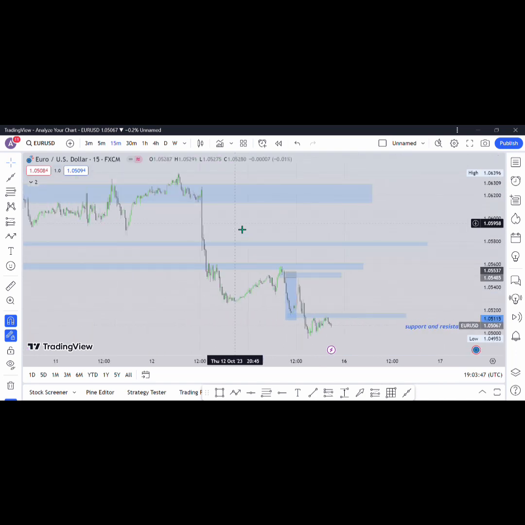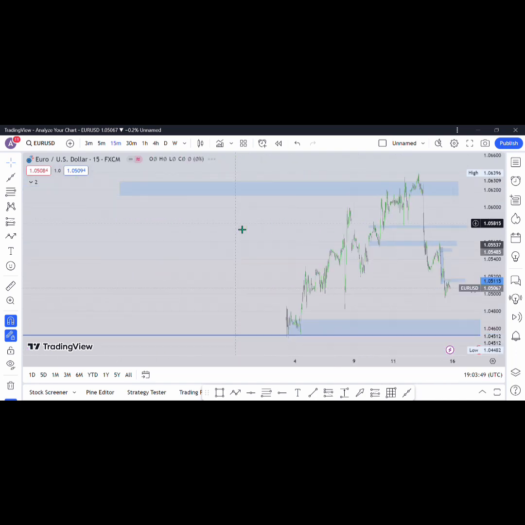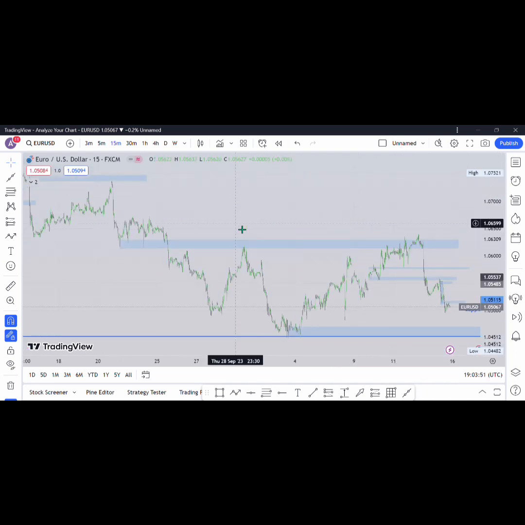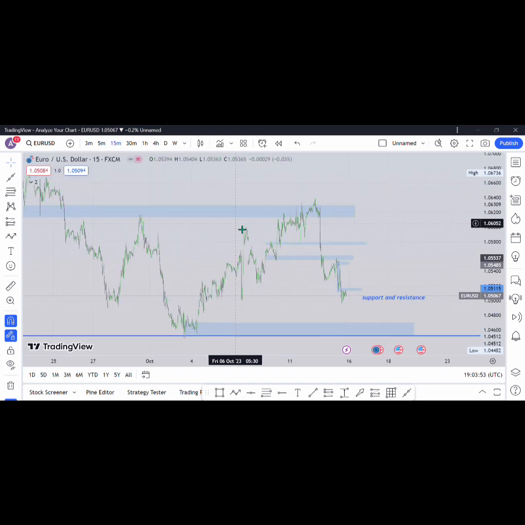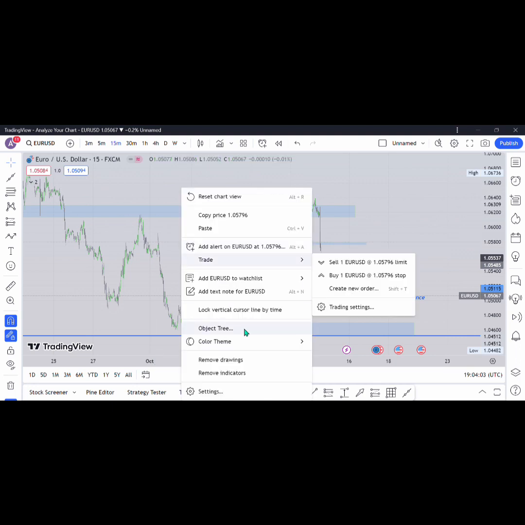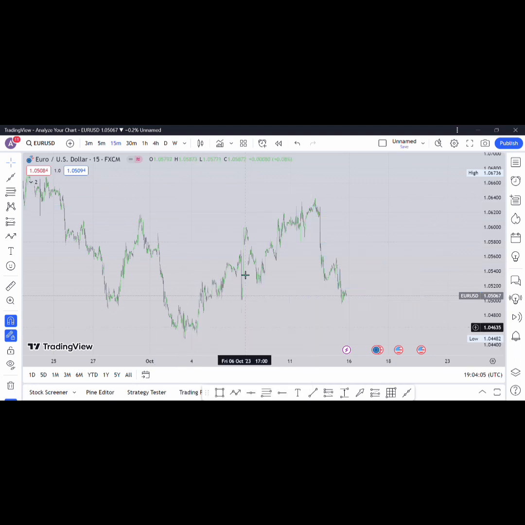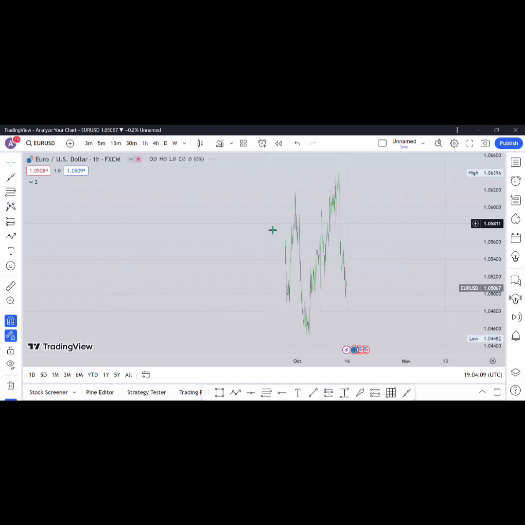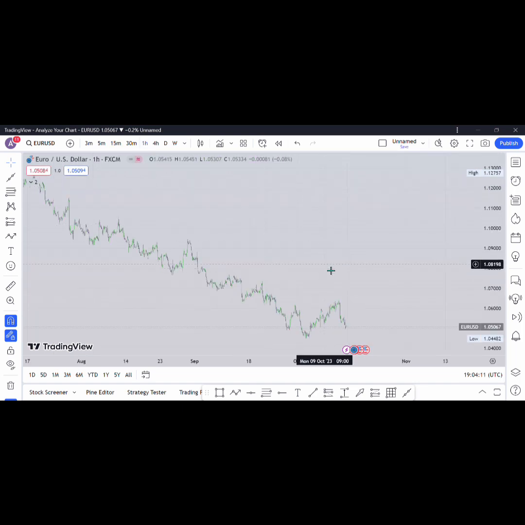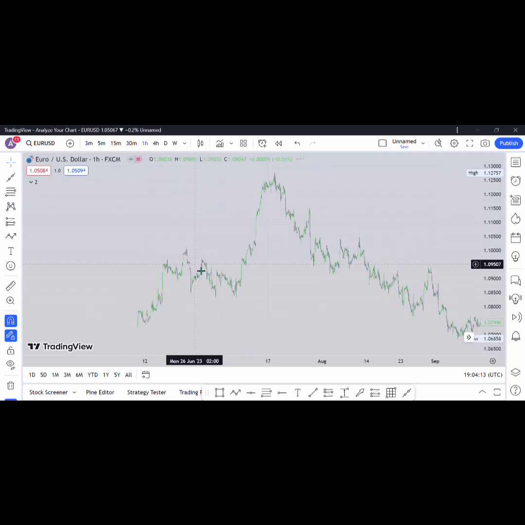Alright, so now this is my chart right here, and I'm going to be refreshing this chart to show you how to draw support and resistance. Let me just do that. Okay, just right click and remove everything. So now the chart is as new as if I haven't traded anything at all. This is just the chart right here.